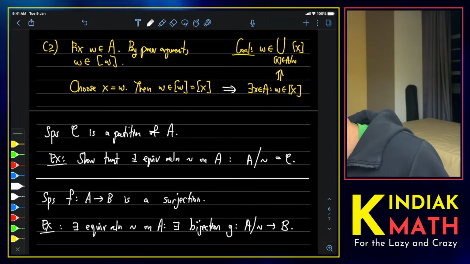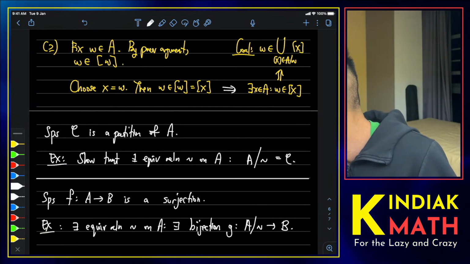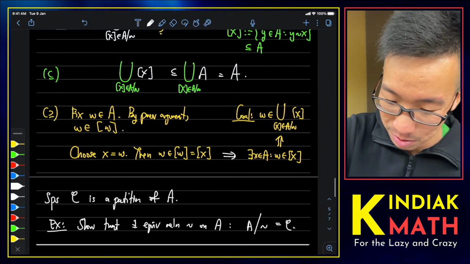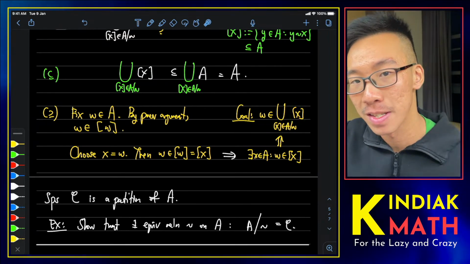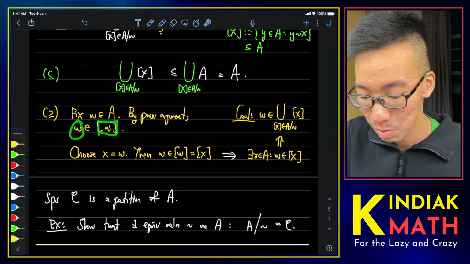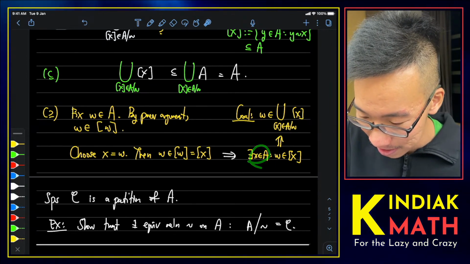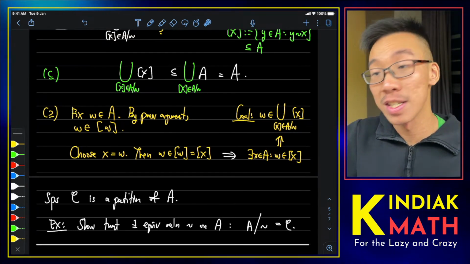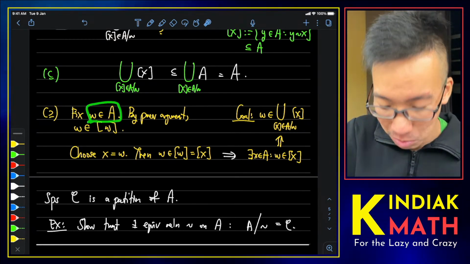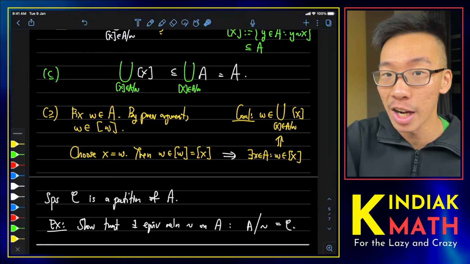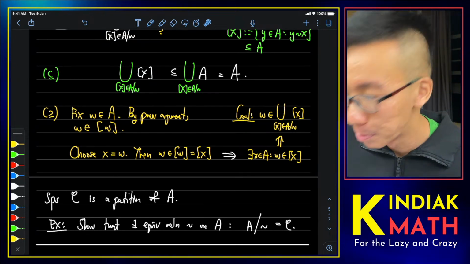So the solution proves every element is in some element of C. Every element of A is in some C. That's what we did. We found an X such that W belongs to this X. This is the C that's required. And since it's for any element, because W could have been any element that we wanted, the entire argument would follow along as per normal.